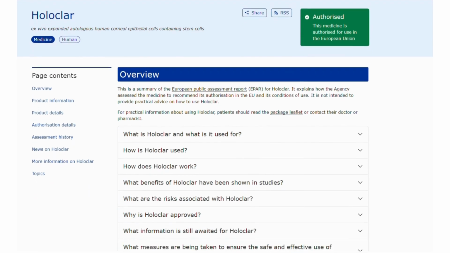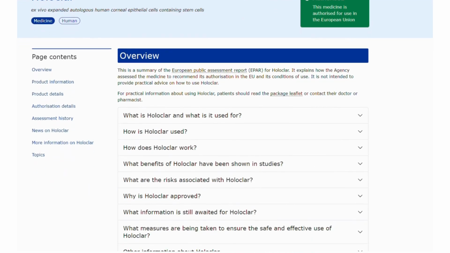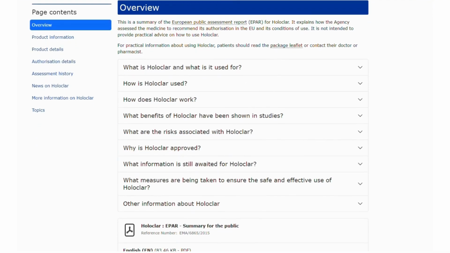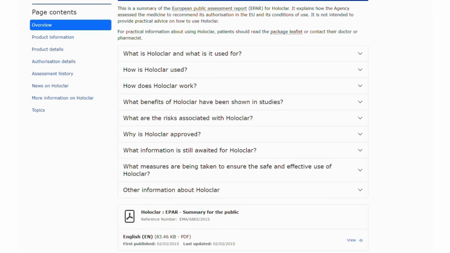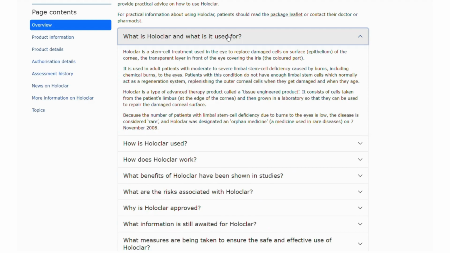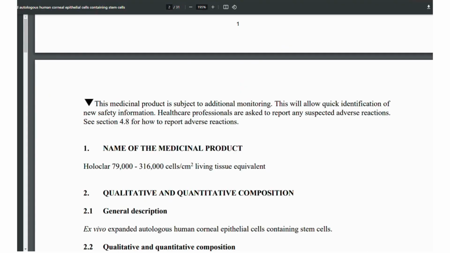In February 2015, Holoclar became the first stem cell-based medicine authorized for commercial use across the European Union. This therapy addresses eye injuries that destroy limbal stem cells, leading to vision loss, as the cornea is overtaken by conjunctival cells.